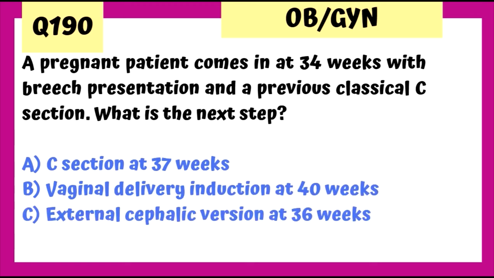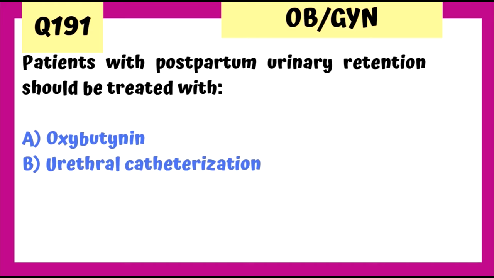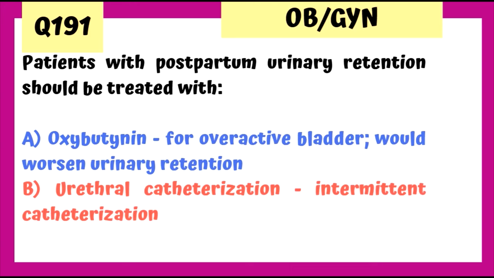Question 190, a pregnant patient comes in at 34 weeks with breech presentation and a previous classical C-section. What's the next step? So she has a previous classical C-section at 37 weeks. Question 191, patients with postpartum urinary retention should be treated with urethral catheterization. Oxybutynin would make it worse. That's for overactive bladder, that would worsen urinary retention, but intermittent urethral catheterization is for her urinary retention.